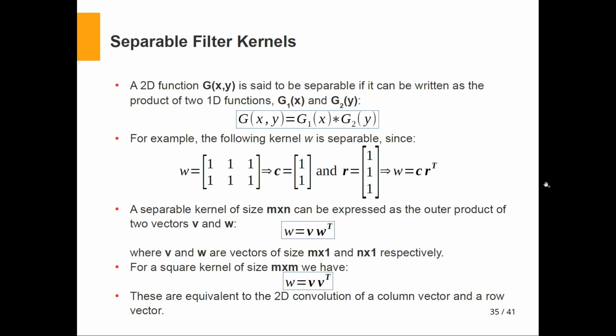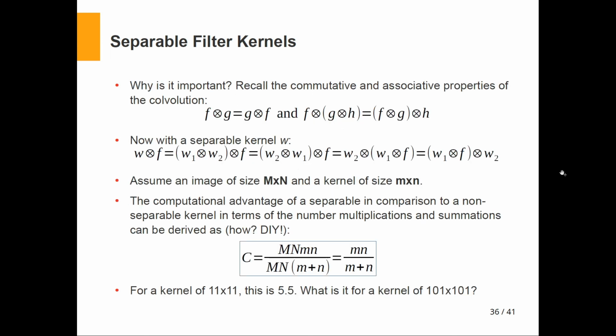So now let's see how this equivalency is beneficial to us. Do you remember we said that convolution has some nice properties? We had the commutative property, basically we can interchange the location of the functions when we perform convolution, and then we had the associative property, which basically said that the order of the convolution is not important when you have more than one convolution. So now let's say we have a separable kernel called W, and we want to find the convolution between W and F.